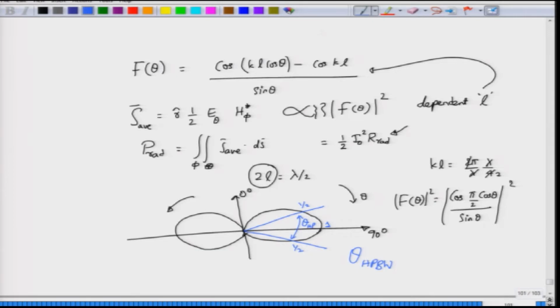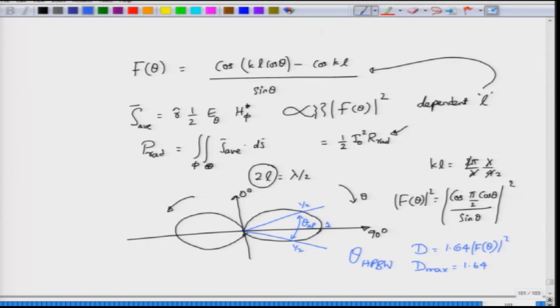It turns out that if you calculate the directivity by the expressions that we have already given earlier, you can show that this would be 1.64 times |f(theta)| squared. So, what would be the maximum directivity of this antenna? This would be 1.64 in the linear scale.